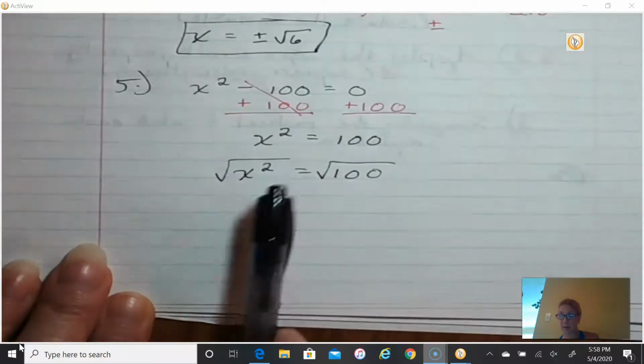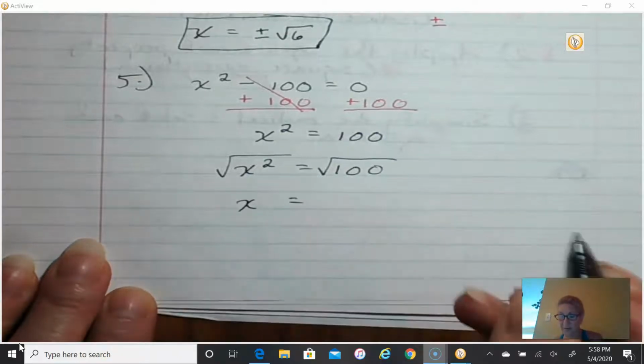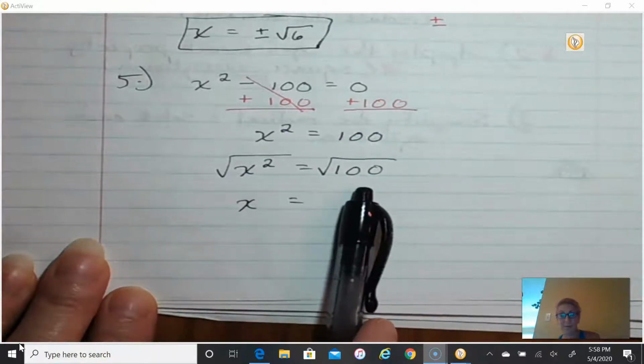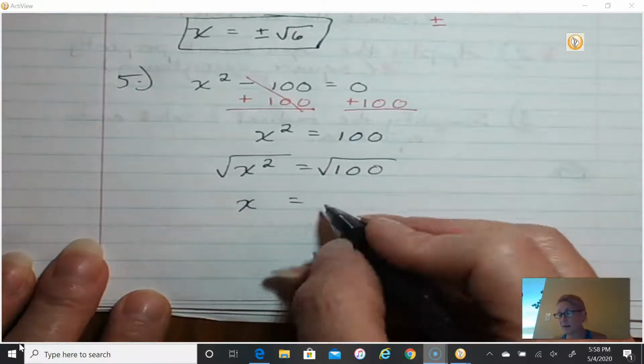Okay, now the square root of x squared is just x. You know that. This is a perfect square. So the square root of 100 is 10.